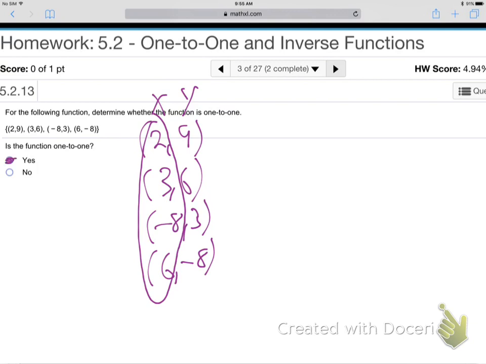You okay with that? What would be bad is if we had 6, 2, for example. Then 6 would be going to negative 8, and 6 is also going to 2. Oh, no, can't do that. That would be a no-no, right? Or if we had like 1, 9, and 2, 9, right? Both 1 and 2 going to 9. That'd be a no-no. That'd be not one-to-one. But we don't have any repeating, so it's good. It's one-to-one.